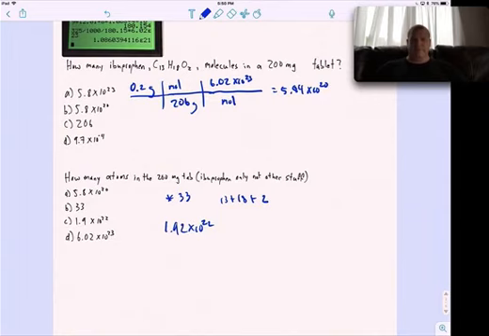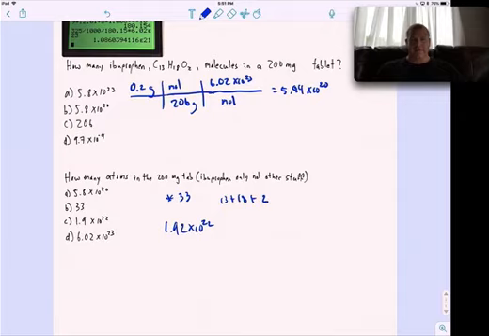Okay, whoa, that was fast. If you did the proper setup, I'm abbreviating here: 200 milligrams, the same thing as 0.2 grams, and the molecular weight for that is 206 grams per mole. So divide by the molecular weight to get moles, and then use Avogadro's number to get the molecules.